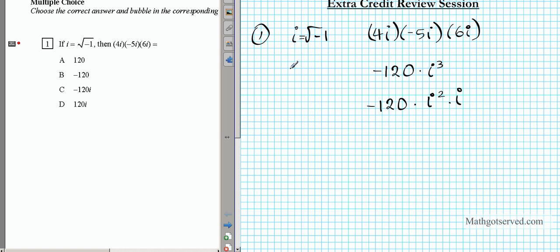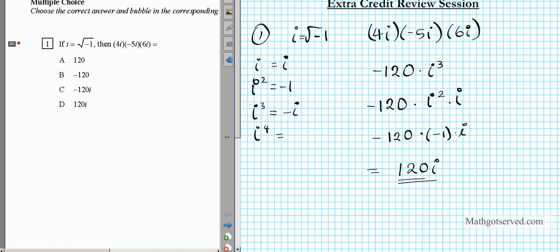What is i squared? Remember, i squared is -1. So if I plug that in here, I'll have -120 times -1, and i is just i. If you simplify this, your final answer, a minus times a minus is positive 120i. So remember, i squared is -1, i is just i. That tells you that i to the third is the product of these two, which is -i, and i to the fourth is just positive 1 because you multiply i squared by itself.